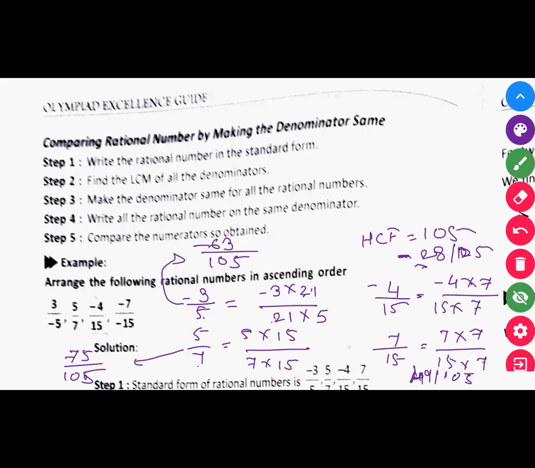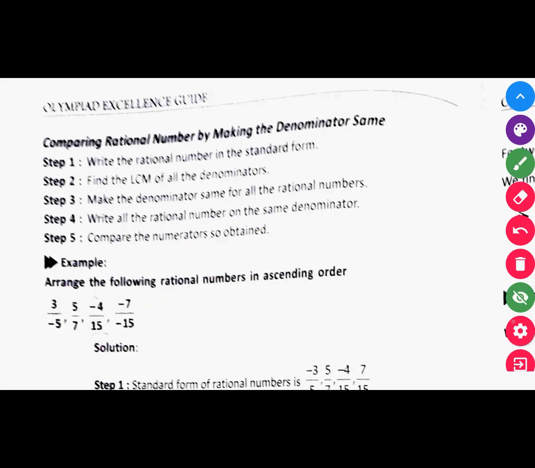negative. So if we have to arrange in ascending order, we have to take the smallest number first. So here the smallest one is -63 upon 105. That is, this first number is the smallest one. So it will come first. Then greater than that is -28 upon 105. That is, this one comes at second place. Then 49 upon 105. This is the third one, and this is the fourth one. This is the highest number, or this is the greatest number.